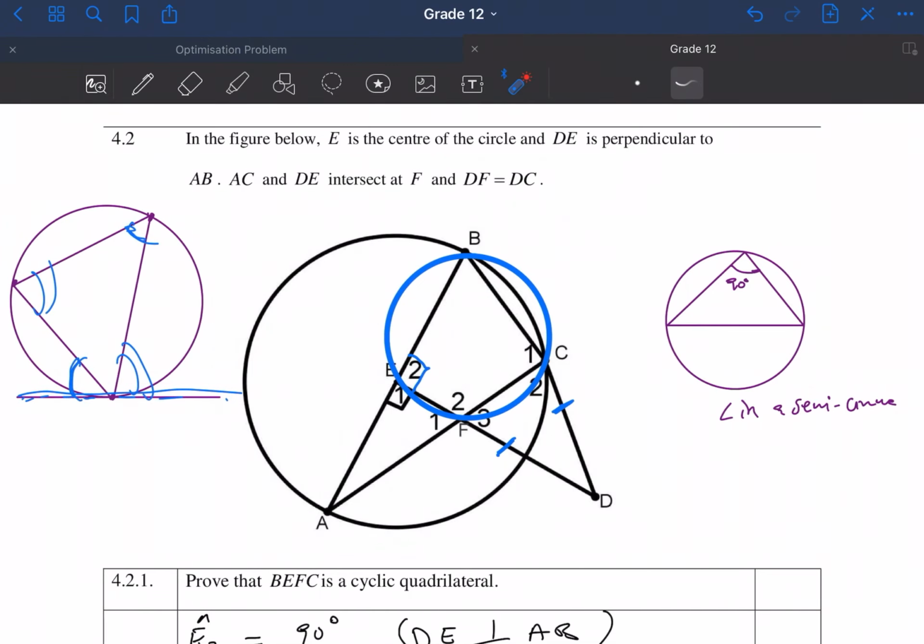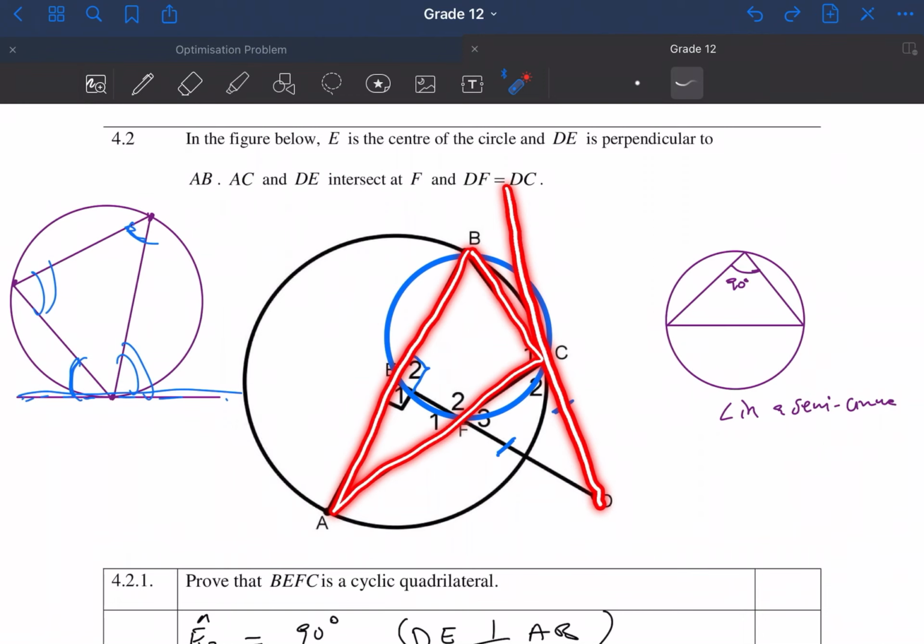So that's what we're going to be doing here. If you look at this, I don't want to do this because we're going to use this information later. But look at this, and this is a tangent. So if this is a tangent, we can prove that C2, an angle between a tangent and a chord, is equal to the opposite interior angle.